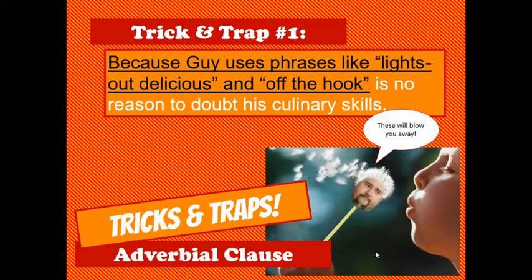So if I said something like, "Because Guy uses phrases like lights out, delicious, and off the hook, is no reason to doubt his culinary skills." Well, this is actually a nominal clause. That opening part that I have underlined in black is actually the subject of the verb is. And so for that reason, it doesn't take any commas at all.